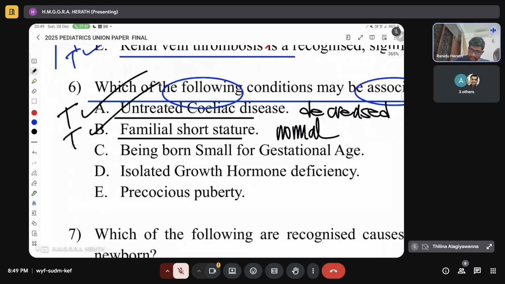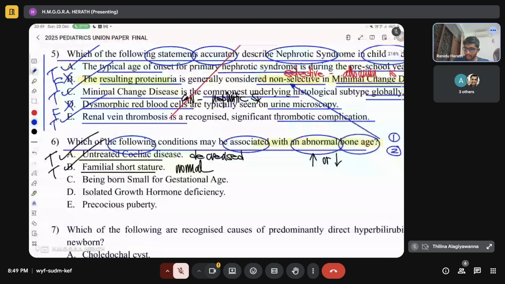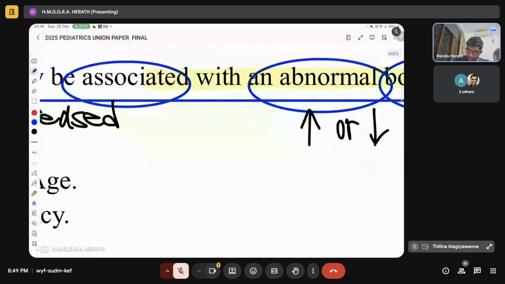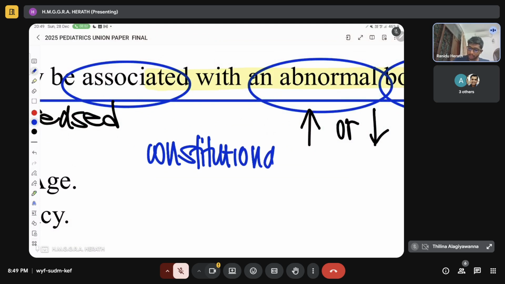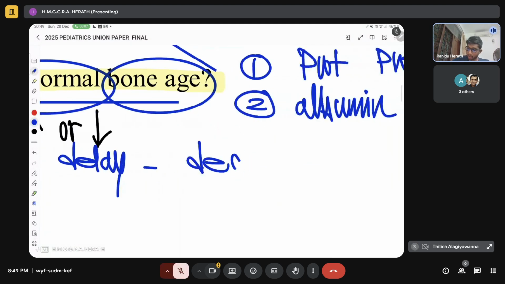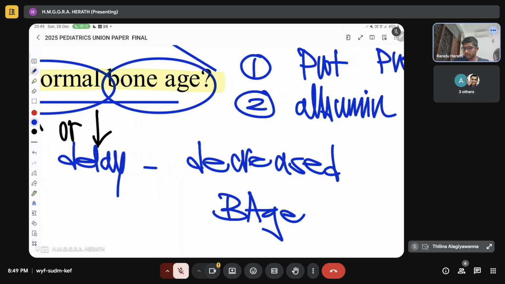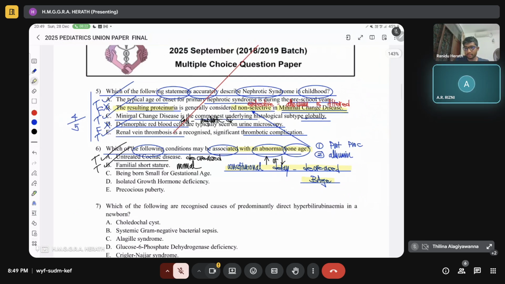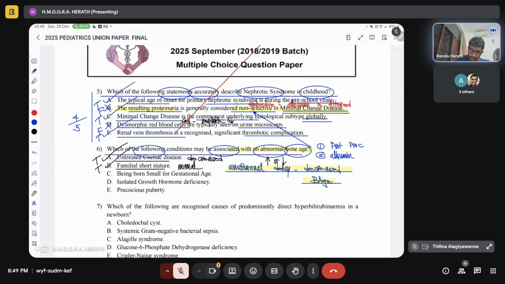What is the other condition which can lead to normal bone age? Have you heard of this thing called constitutional delay? Does constitutional delay cause increased bone age or decreased bone age or normal bone age? Yeah, this is decreased. Decreased bone age. The bone age is not normal in constitutional delay, right? Do you guys understand the difference between constitutional delay and familial short stature? No, not really.